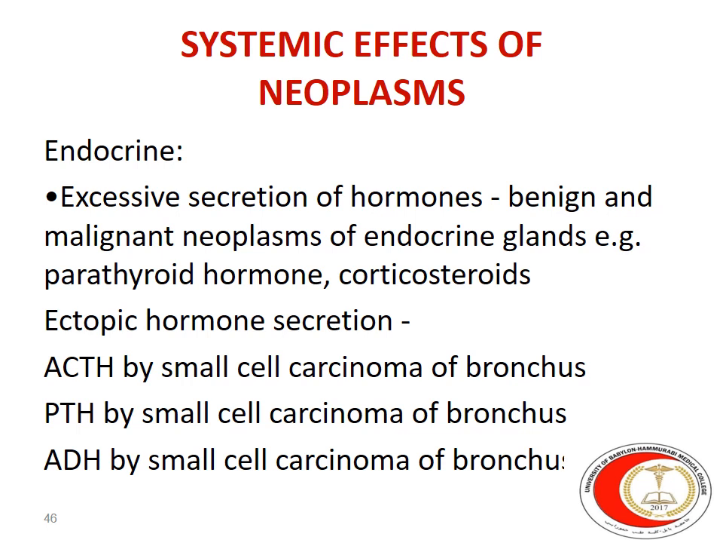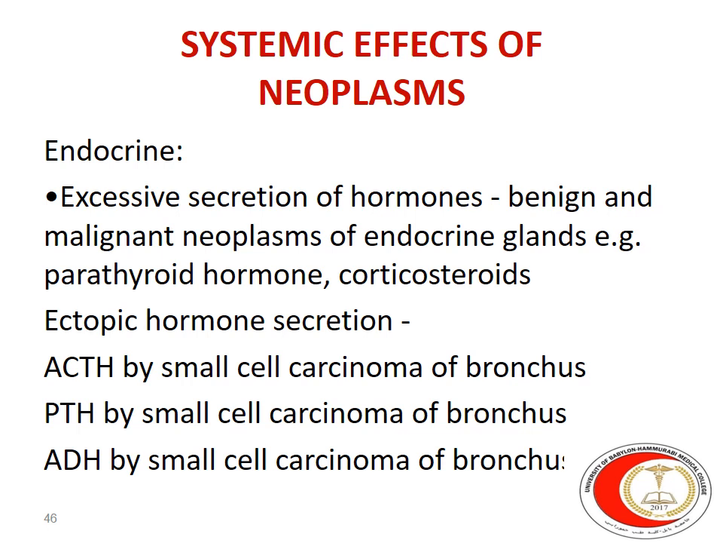Like, for example, secretion of adrenocorticotrophic hormone, ACTH, by small cell carcinoma of the bronchus. The bronchus or the lung is not responsible for the secretion of ACTH, but sometimes a type of tumor or carcinoma occurs there, which we call small cell carcinoma. Sometimes this small cell carcinoma secretes a hormone, ACTH, producing the symptoms of that excessive hormone. This is ectopic hormone secretion.